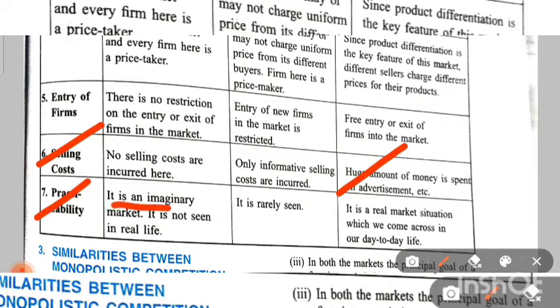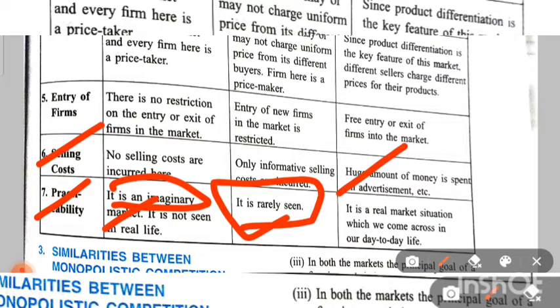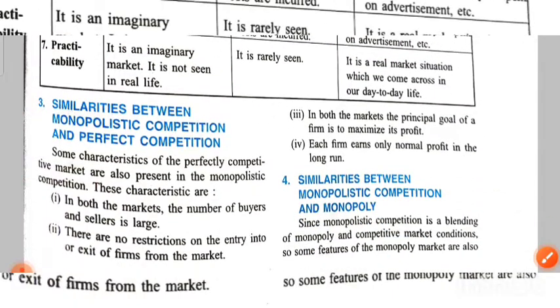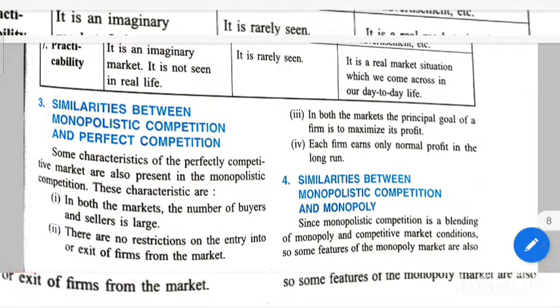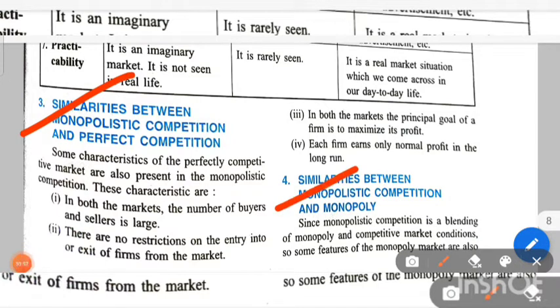Practicability: perfect competition is just an imaginary market, as I told you. It is rarely seen, and monopolistic is a real market situation. Now you can easily go through it. You can also go through the similarities between perfect competition and monopolistic. If you read it one time, you can easily understand the point, because I've already explained the chapter very well. If you still have any doubt, you can tell me, we'll discuss, I'll clear your queries. Thank you.